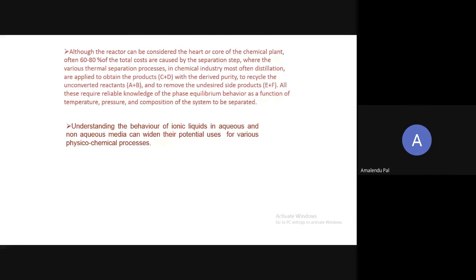So the various thermal separation processes in chemical plants, most often distillation, are applied to obtain product with the desired purity, to recycle unconverted reactant AB, and to remove the undesired side product EF, that I actually showed you. All these require reliable knowledge of the phase equilibrium. I told you before, this is very, very important because phase equilibrium, liquid-solid, solid-liquid, liquid-vapor, that equilibrium study is very, very important to purify the chemicals and get the maximum purity as a function of temperature, pressure, composition of the system to be separated.